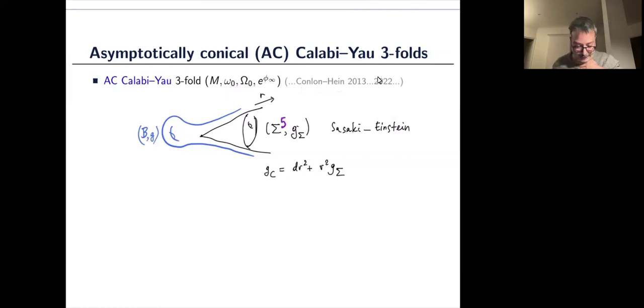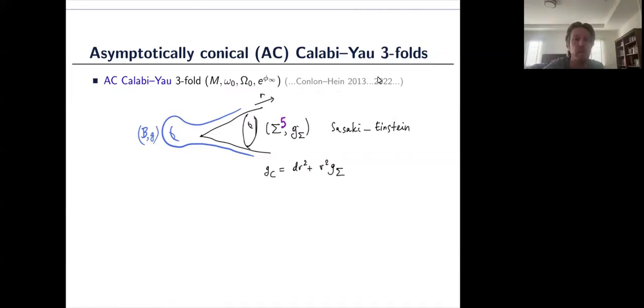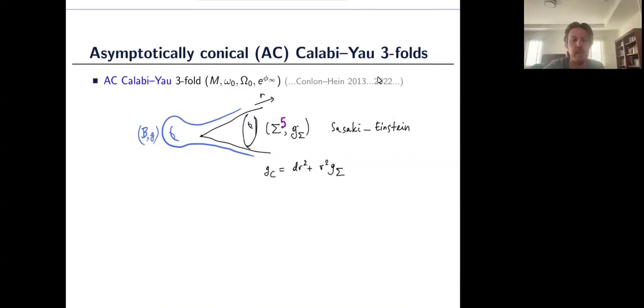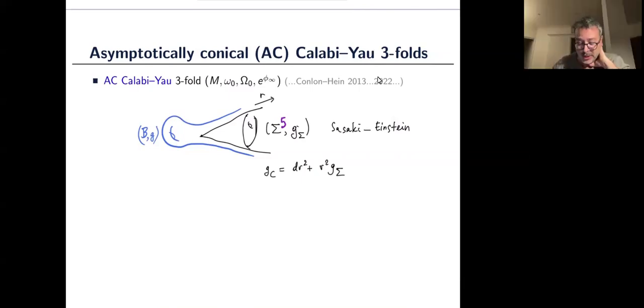Conlon and Hein. Sorry, what's the meaning of the dilaton here? It's just a constant. It serves no purpose here, but it will appear later. I'll deform around this to a non-Kähler solution, and then this will be some sort of expectation value for the dilaton at infinity, you would say.